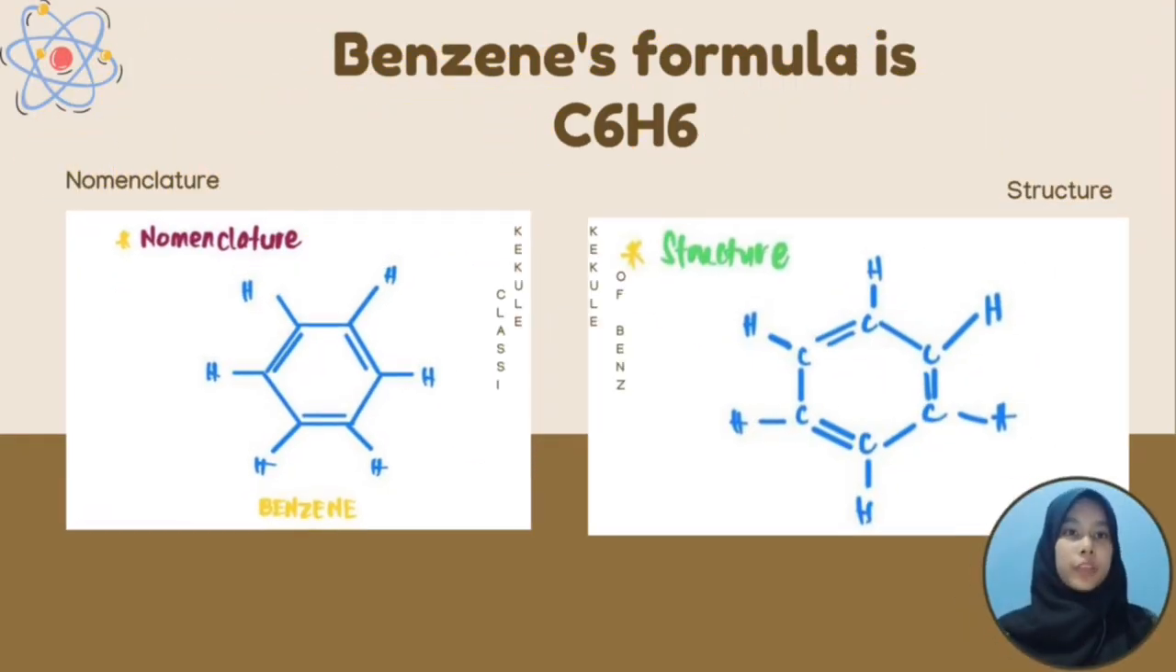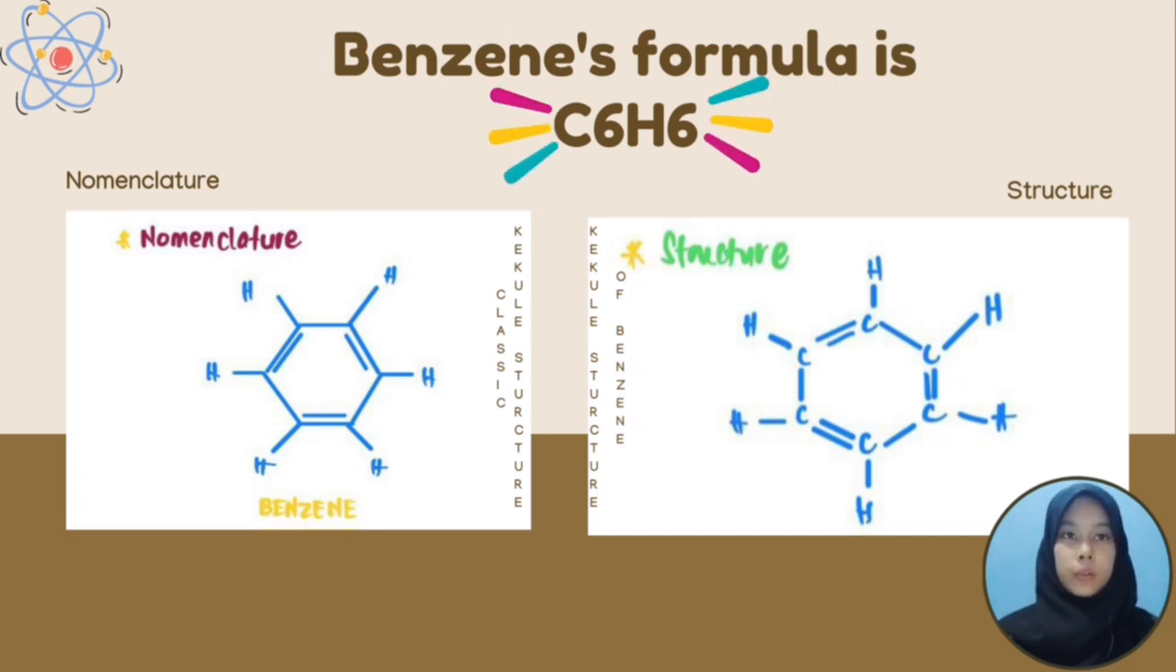Hi, I'm Safia. I'm going to present to you about the nomenclature, structure, and physical properties. Without further ado, let's proceed with the formula of benzene. The formula for benzene is C6H6. It means it contains 6 carbon atoms and 6 hydrogen. Before we proceed, do you know that benzene can be represented in 2 abbreviated ways?